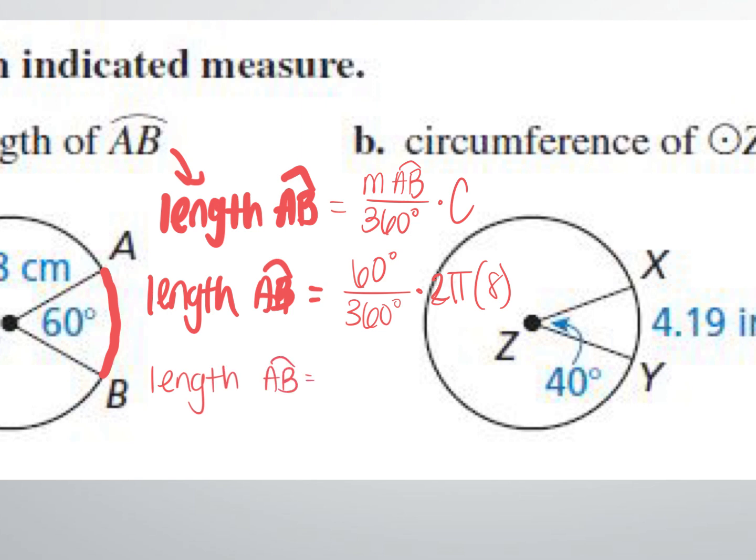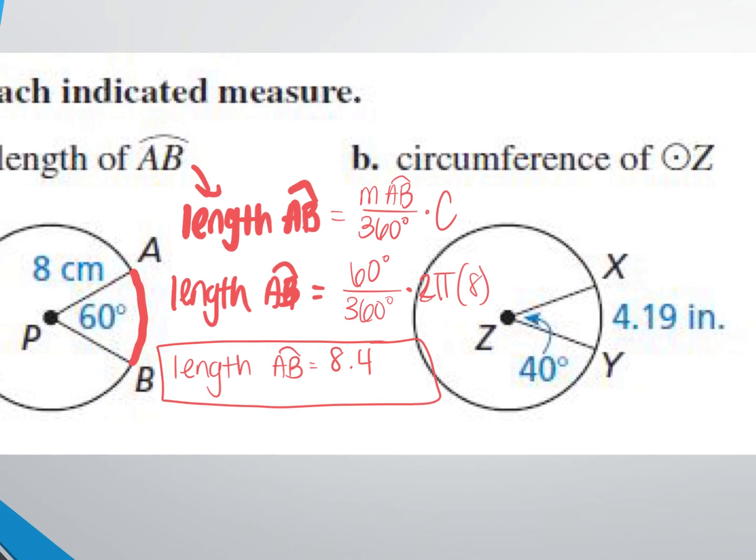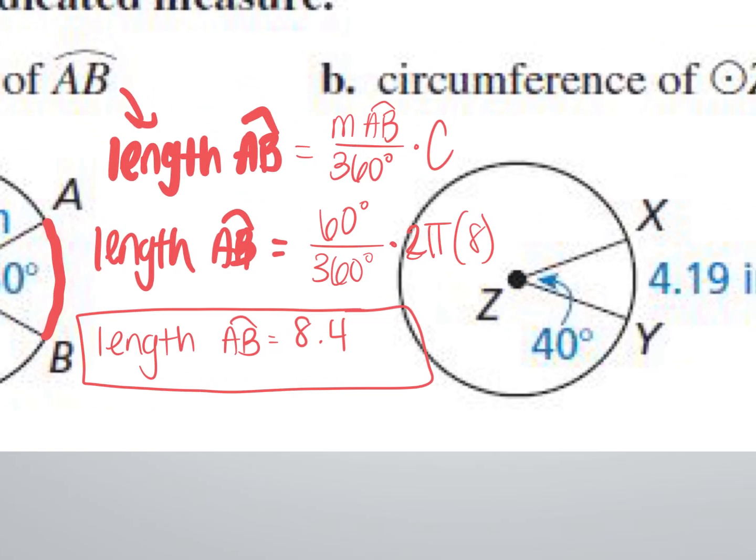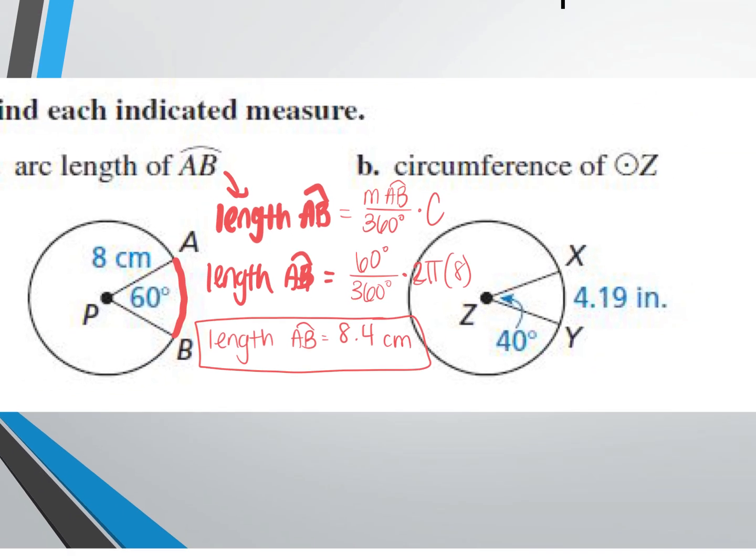What'd you get, Christian? 8.4 if you round it to the 10th. I think I got that too. 8.34. Can anyone confirm that? German, you're good? Okay, what units does this guy need? Centimeters.